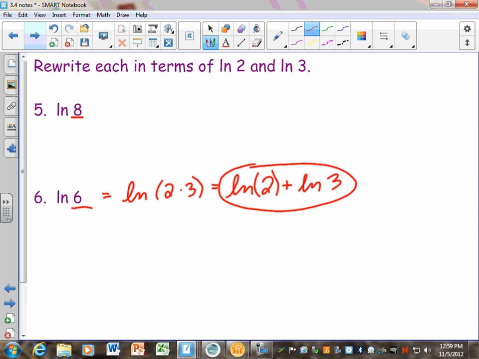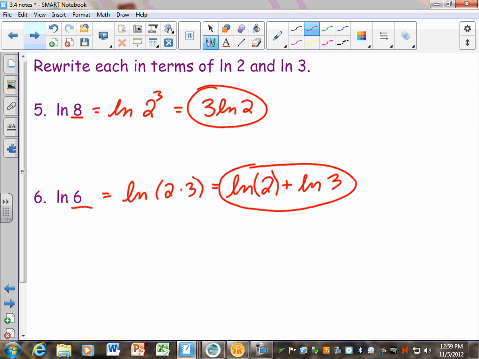Same thing with ln of 8. What about 8? How can I rewrite 8 using 2 and/or 3? Yeah, 2 to the third, right? So I'm really not actually going to use 3 on this one, except this is the same as ln of 2 to the third power. And then what can I do with that exponent? Take it to the front, and so this one would be 3 times ln of 2. And again, that is going to give you the same answer as ln of 8. So it's just kind of practicing using those formulas.